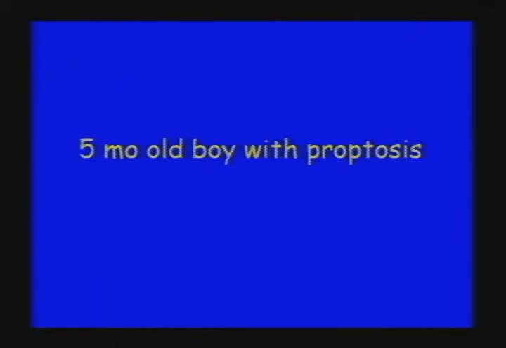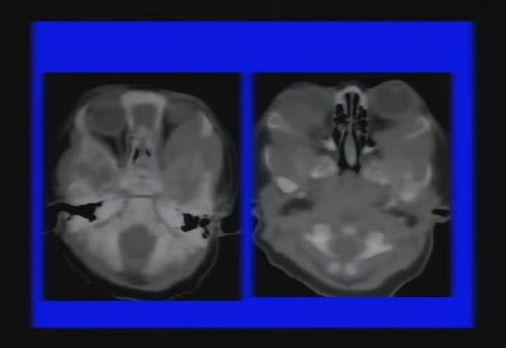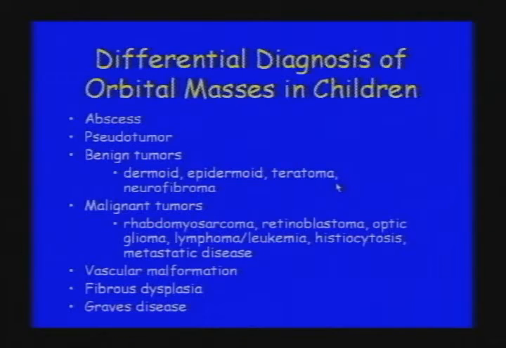The next case is a 5-month-old with proptosis, and you can see on this CT scan that there are erosive changes of bilateral lateral orbital walls with associated soft tissue masses causing the proptosis. The differential diagnosis of orbital masses in kids is pretty long, but I think that you can narrow it based on the position of the lesion and what it looks like.